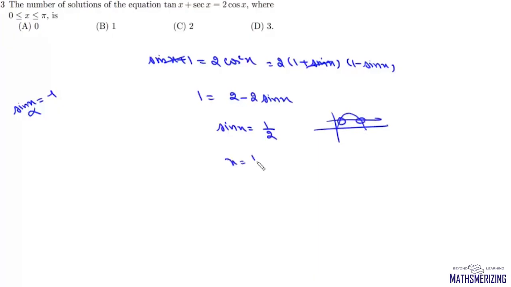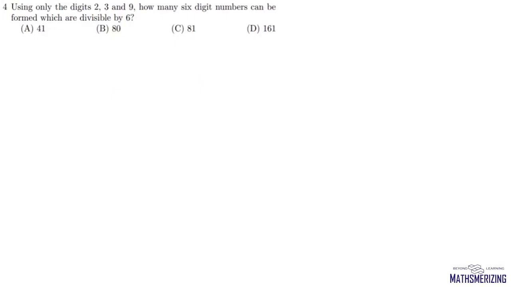And there'll be pi by 6 and 5 pi by 6. And that's your option C. Now question number 4 is, using only the digits 2, 3 and 9, how many 6-digit numbers can be formed which are divisible by 6?